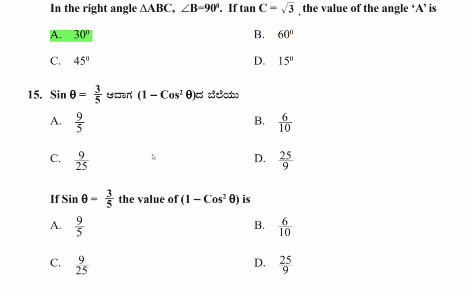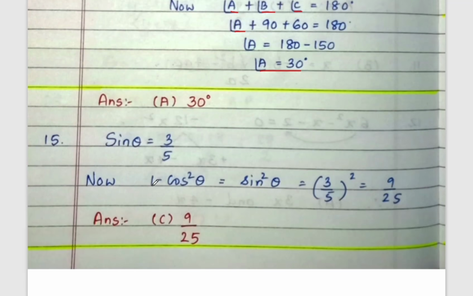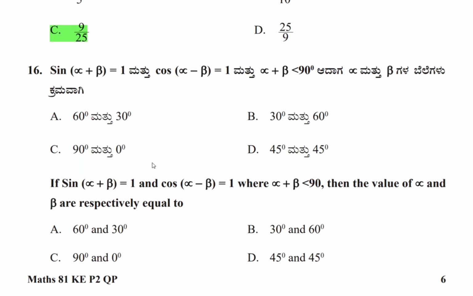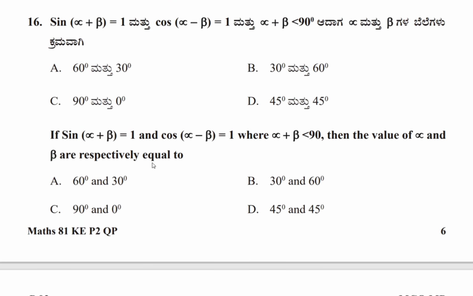If sine theta equals 3 divided by 5, then the value of 1 minus cos square theta is. Given sin theta as 3 by 5, we need to find the value of 1 minus cos square theta. Students, we know by using the identity, sin square theta plus cos square theta equals 1. Therefore, 1 minus cos square theta equals sin square theta. We know the sin theta value, that is 3 by 5. Substitute and square it, we get the sin square theta value. Therefore, the correct answer is 9 divided by 25, that is option C, 9 divided by 25.